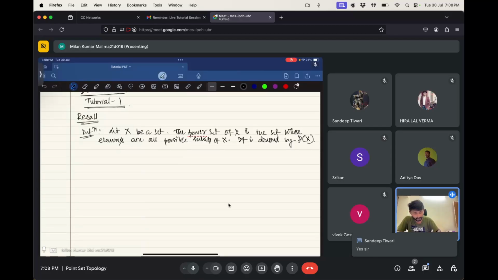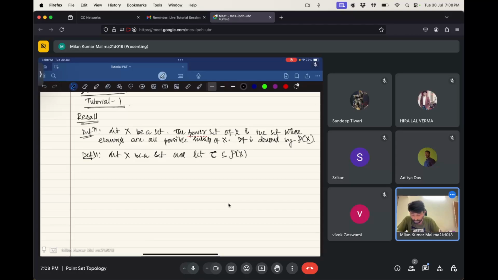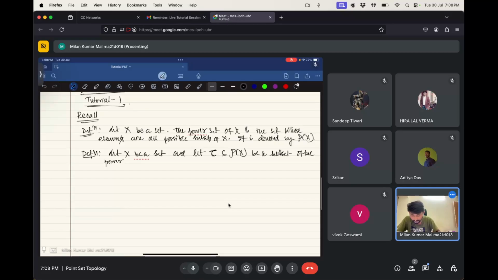This is the definition of power set. Okay, and the topology. I just want to recall the topology definition. Let X be a set and let tau, this is just the symbol tau, be a subset of this power set which satisfies the following three conditions. One is the empty set phi and X are in tau. That means the empty set and X should be elements of tau.